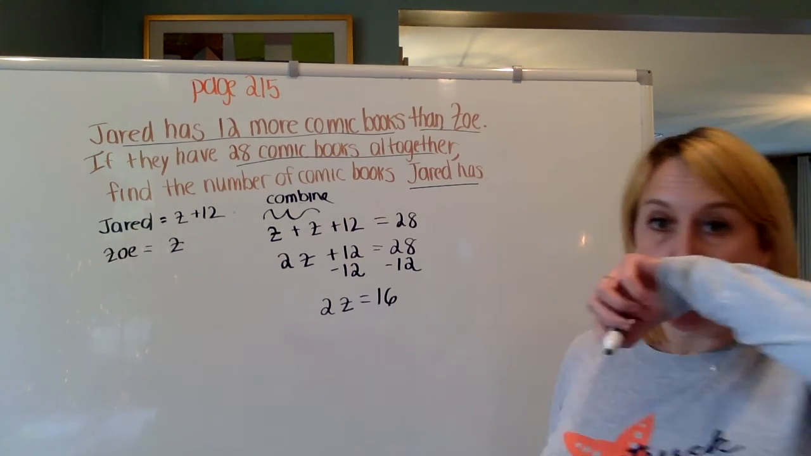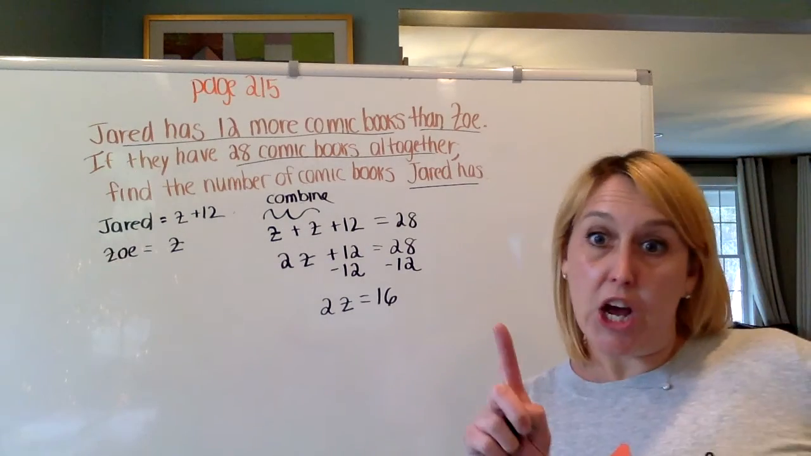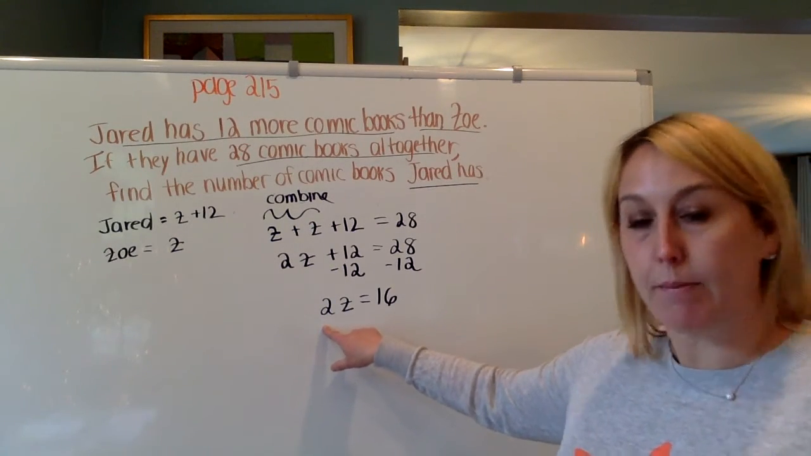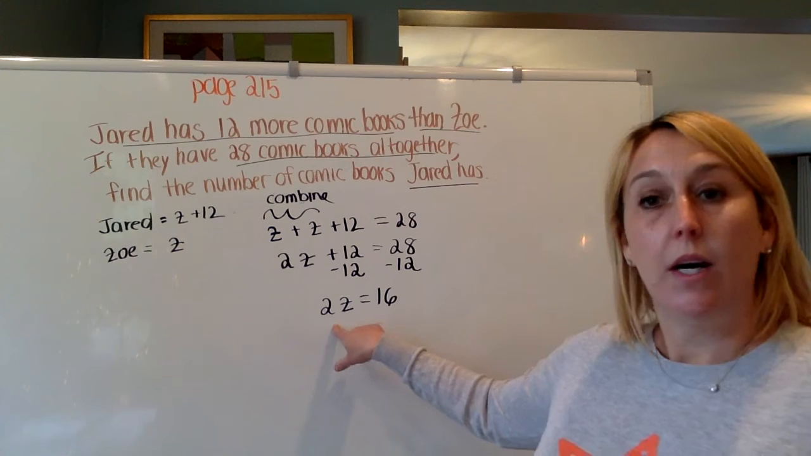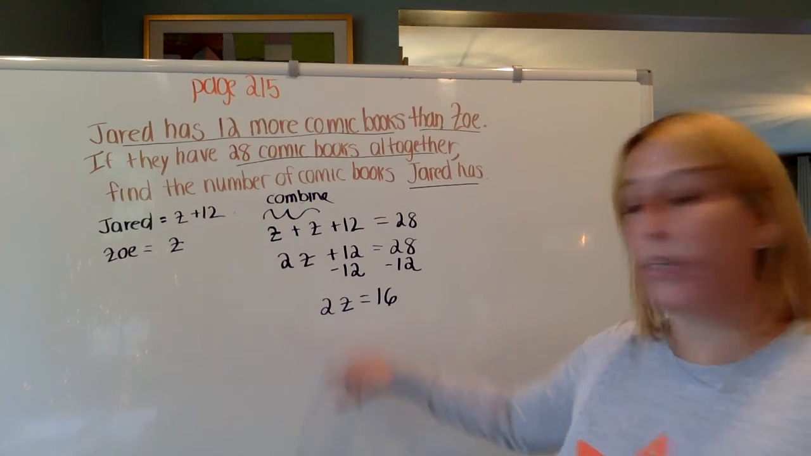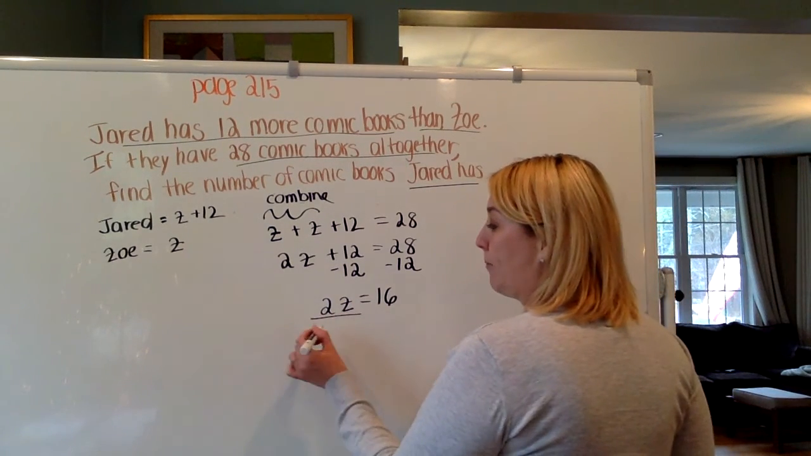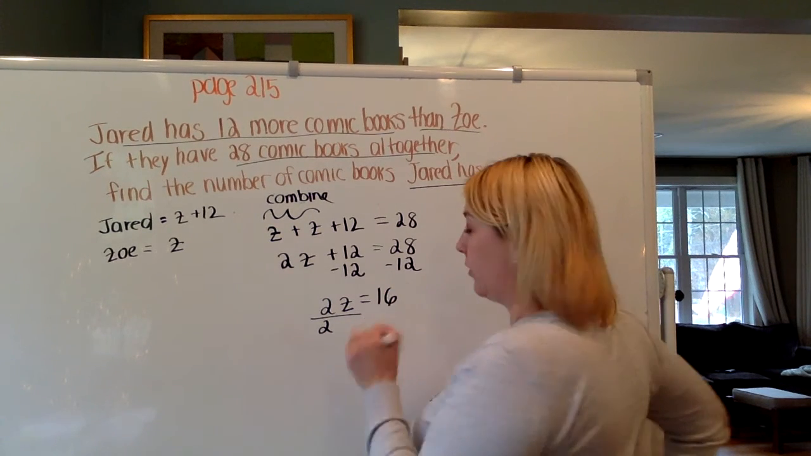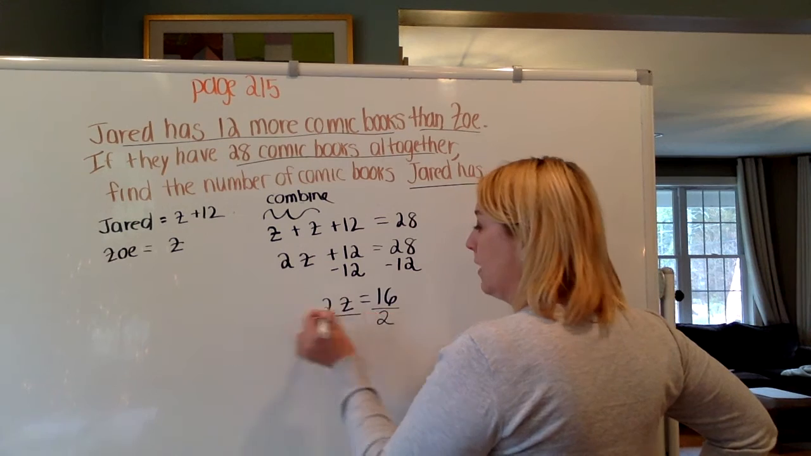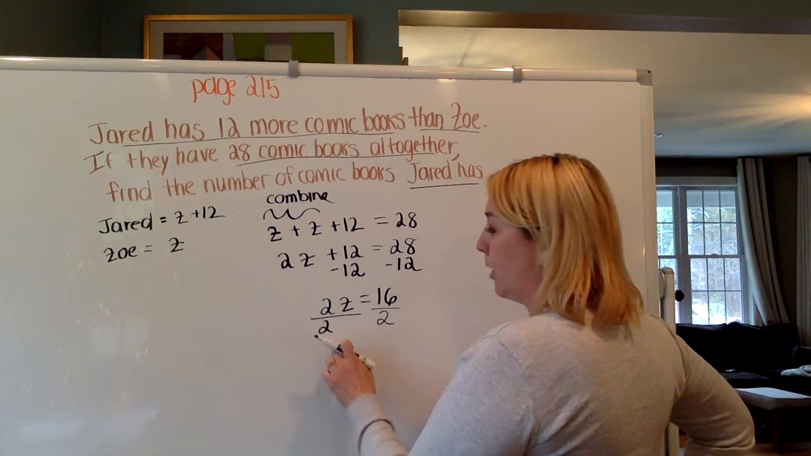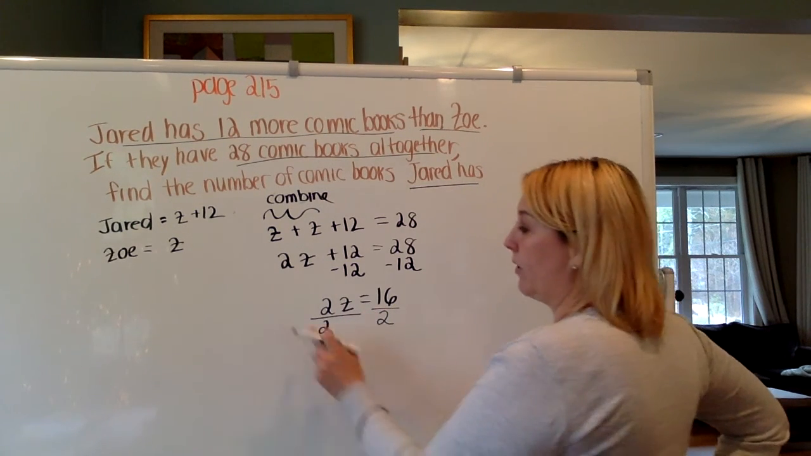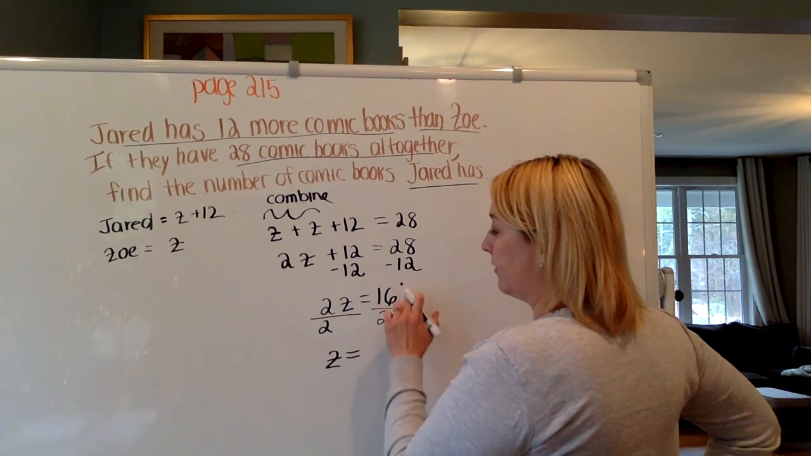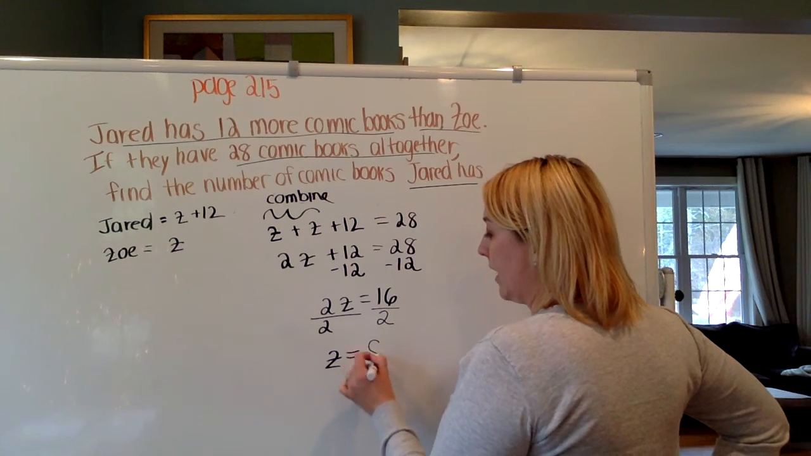Okay, am I done? No, I'm not done, because I have a coefficient here. I have not isolated my variable. I need to get rid of that 2. How do I get rid of that 2? It's multiplication, so I'm going to do the inverse operation. I'm going to divide, because 2 divided by 2 is equal to 1. So I can undo my multiplication with division. But if I do it on the left, I need to do it on the right. So 2 divided by 2 is 1, and I have Z equals 16 divided by 2, which is 8.